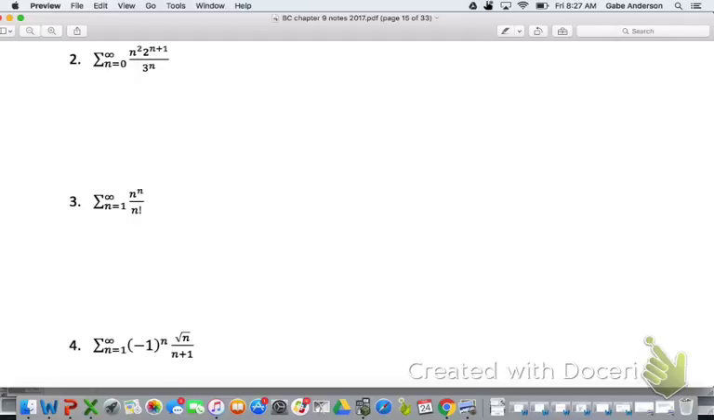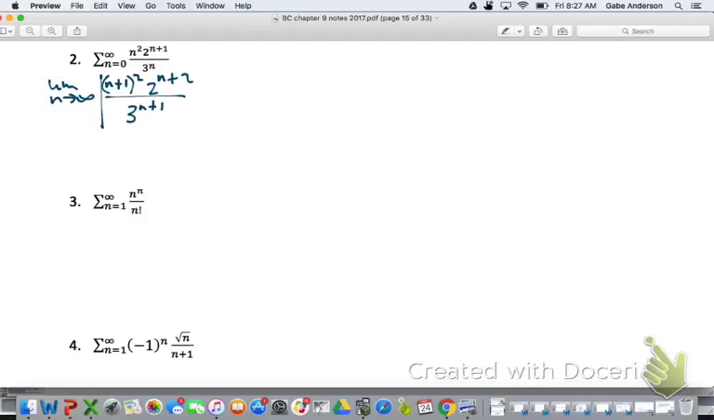And we can kind of go from there. So we would go limit as n goes to infinity of... there's a bunch of n's in there, right? So all of those n's need to become n plus 1s for this to be the n plus 1th term. So it would look like this: n plus 1 squared times 2 to the n plus 2... n plus 1 plus 1. Okay. Divided by 3 to the n plus 1.